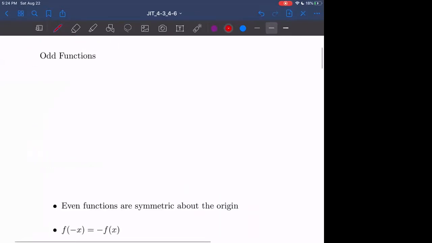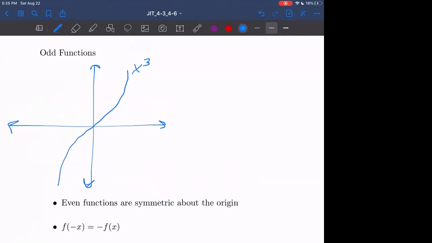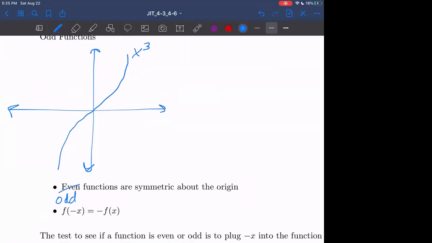The other case we have would be odd functions. An example of an odd function would be x cubed. It'll have kind of this basic shape. This should be an odd function. Odd functions are symmetric about the origin. So if I were to take this function and rotate it around the origin, it should line up.